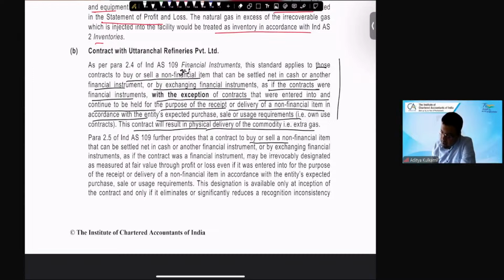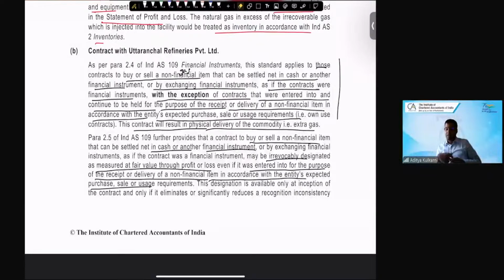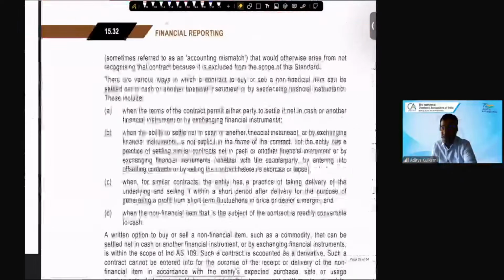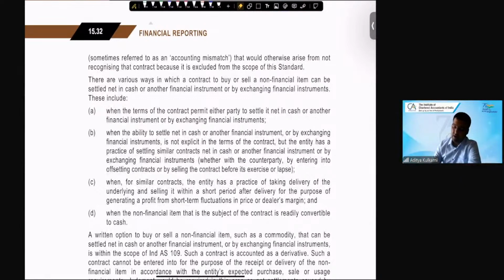A contract to buy or sell a non-financial item that can be settled net in cash or another financial instrument may be irrevocably designated as measured at FVTPL, even if it was entered into for the purpose of receipt or delivery of a non-financial item in accordance with the entity's expected purchase, sale, or usage requirements. Okay. This designation is available only at inception. ये याद है आपको? ये आपने किया होगा. Are you able to recollect this? Yes, sir. This designation is available only at inception of the contract, only if it eliminates or significantly reduces a recognition inconsistency that would otherwise arise from not recognizing that contract because it is excluded from the scope of this standard.